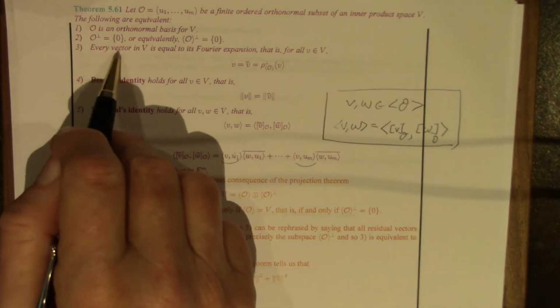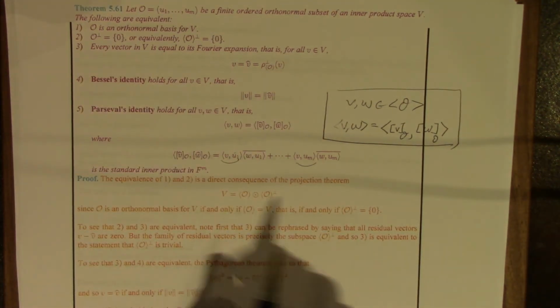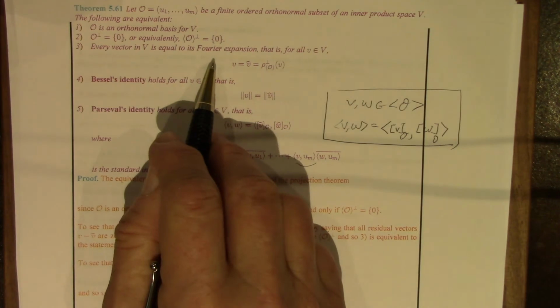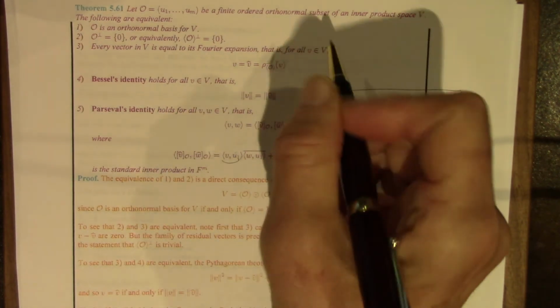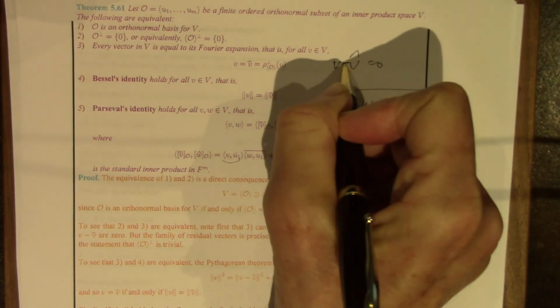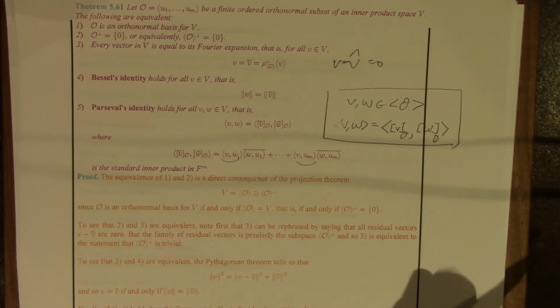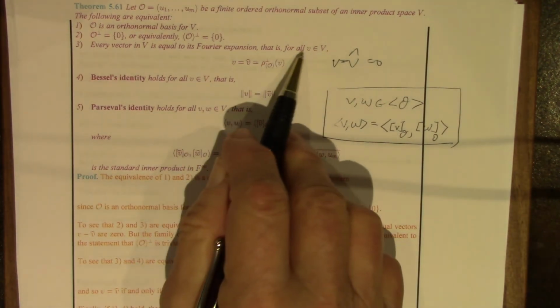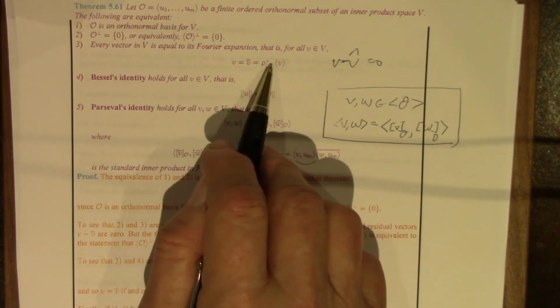As for 2 and 3 being equivalent, first note that 3 here can be rephrased simply by saying that V minus V hat is 0. In other words, the residual vector for V is 0. So this says for all V, the residual vectors are 0. There are no residual vectors.